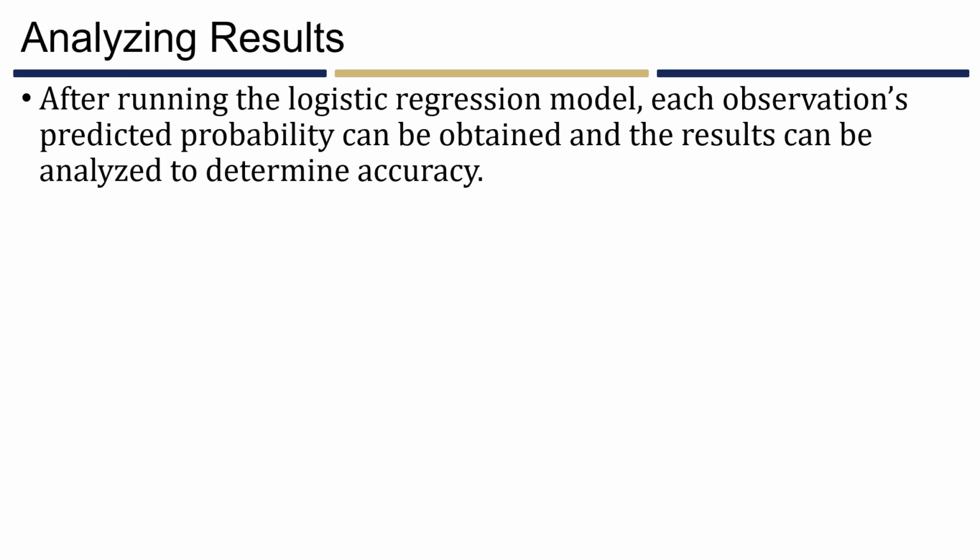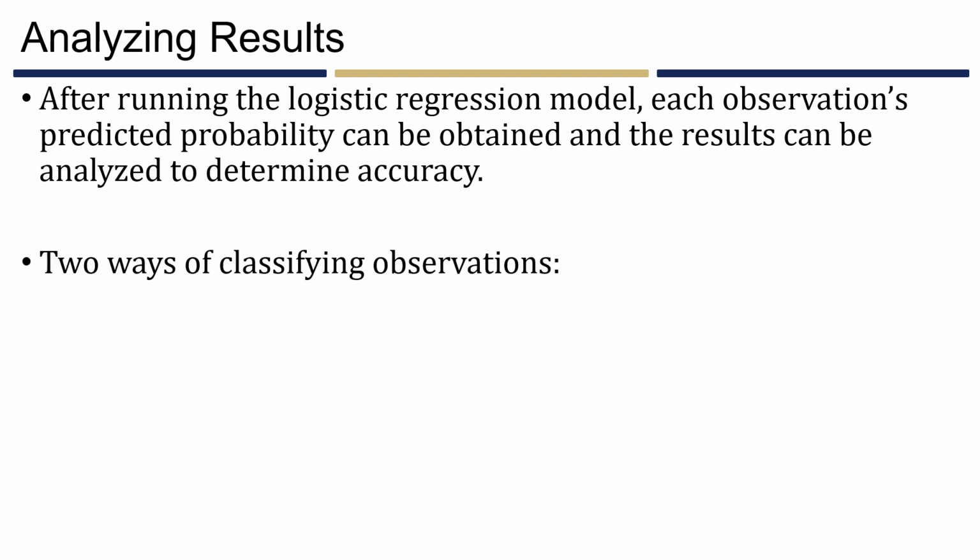After running your logistic regression model, what you can do is obtain the predicted probability for each observation, and then use these predicted probabilities to determine the accuracy of your model. There are two common ways of classifying observations, one of which we've already seen. The first method is to use 0.5 as the cutoff for classifying an observation as either a success or a failure.